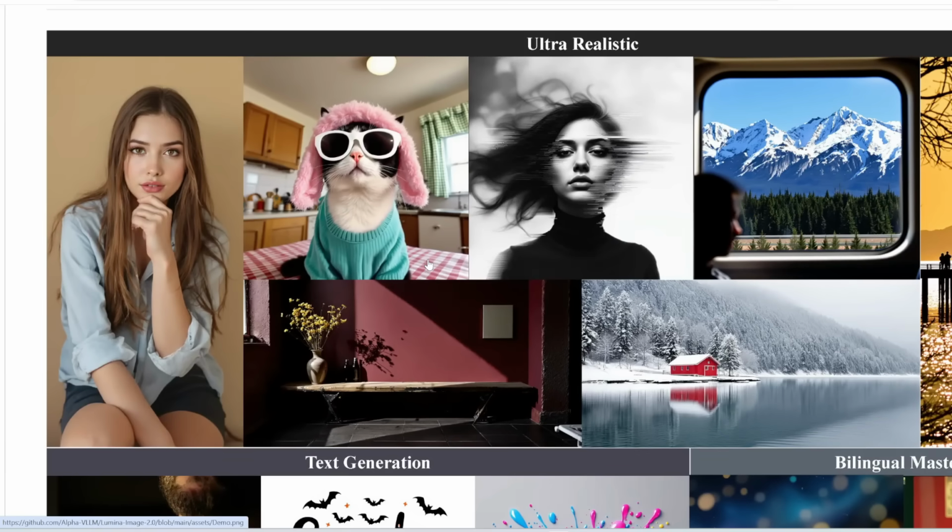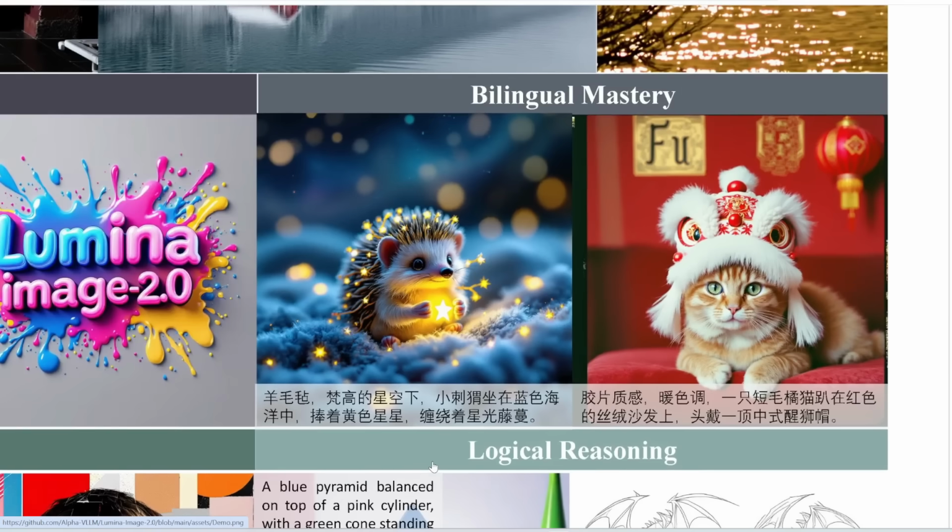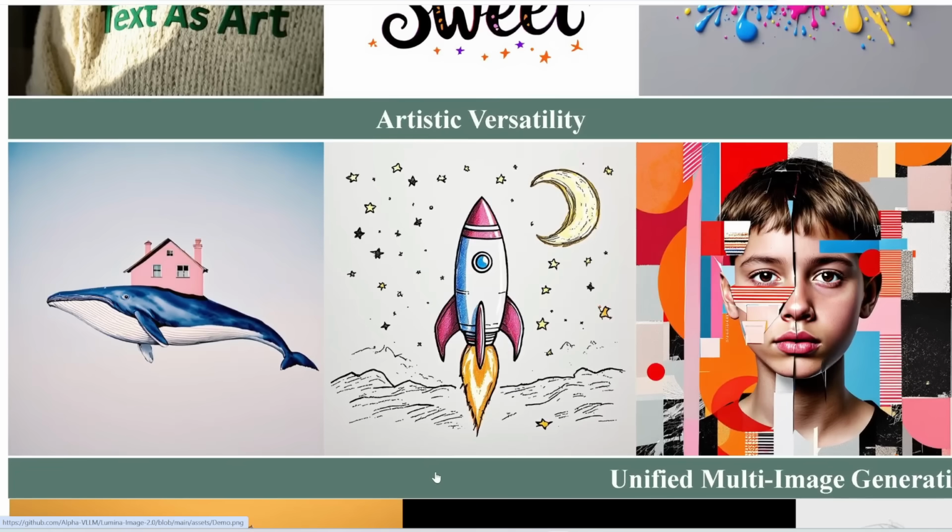And here are some examples. You can see it has absolutely no problem generating these realistic scenes. It's also really good at generating text in images, as you can see here. And you can also enter prompts in different languages. Plus, in addition to realistic images, it also can generate various artistic styles like this.